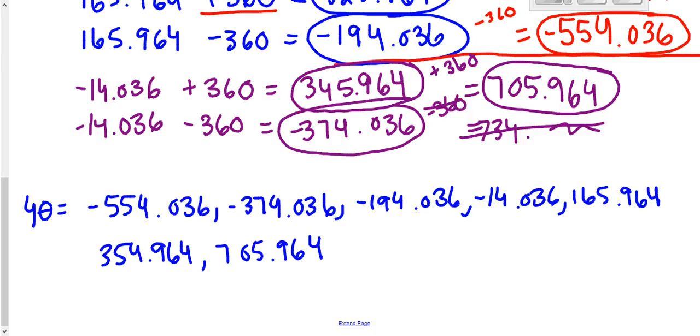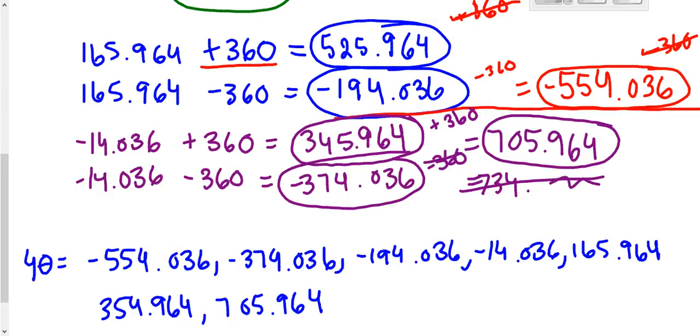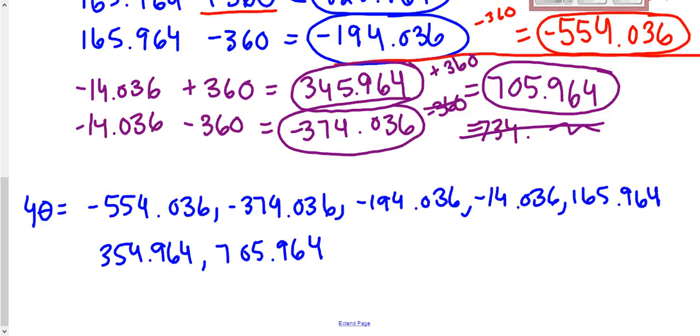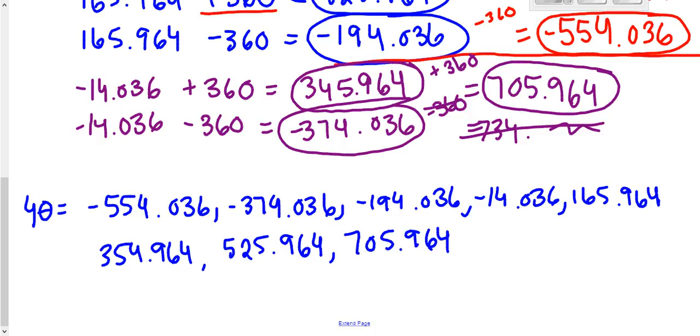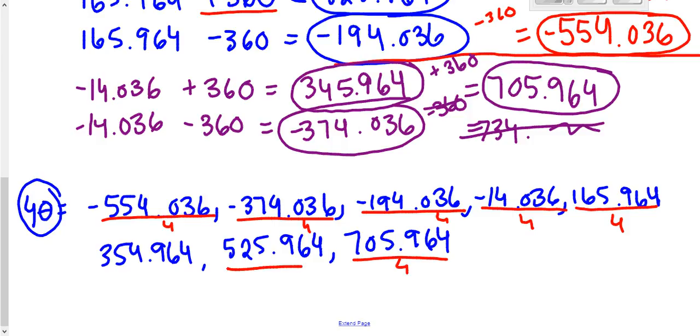So, did I get them all? Let's see. Nope, I missed one. So, let's put that in order. And that one was 525.964. And into the list is 705.964. Okay, but these are all for 4 theta. So now we need to go back through and we'll divide all of them by 4.